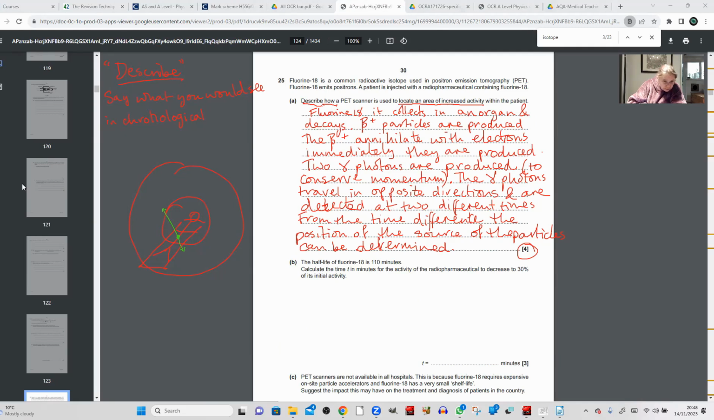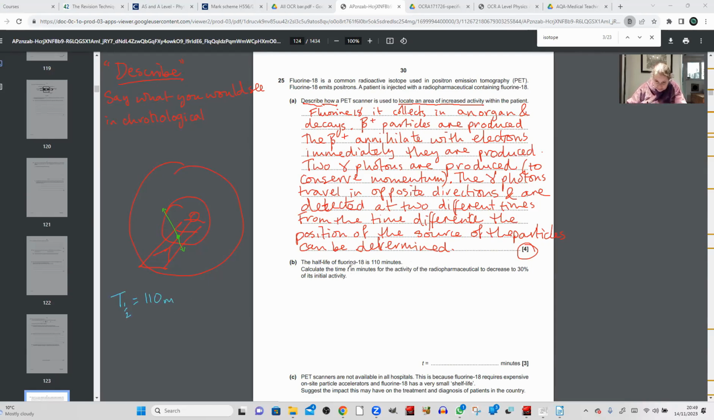Okay, so this next bit then, I'm going to change colour because I can. Let's go light blue. Right, so the half-life of fluorine-18 is 110 minutes. I didn't write it down earlier, but it's 110 minutes, so nearly 2 hours. I'm going to write that down. So T1/2 is 110 minutes.